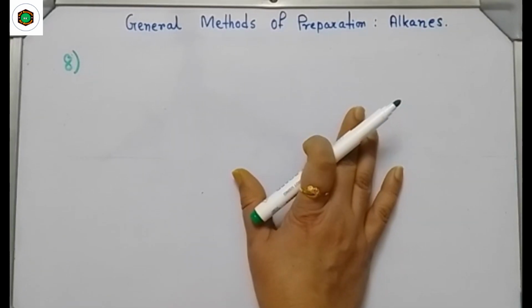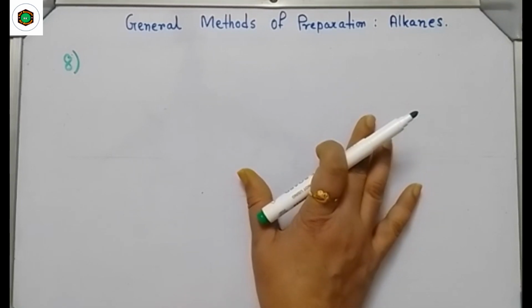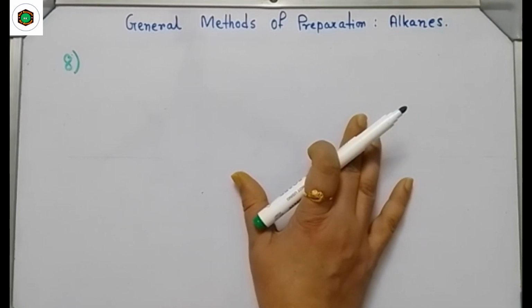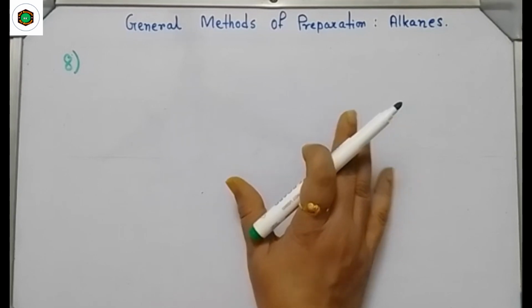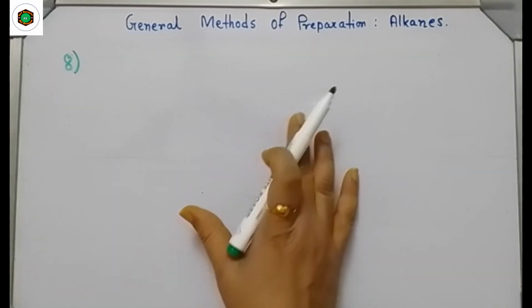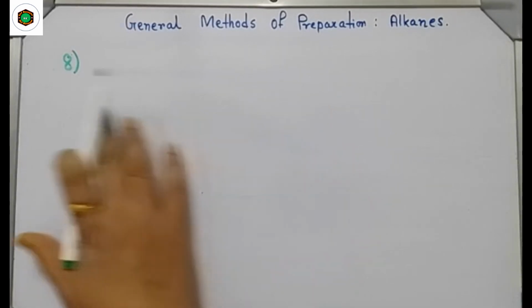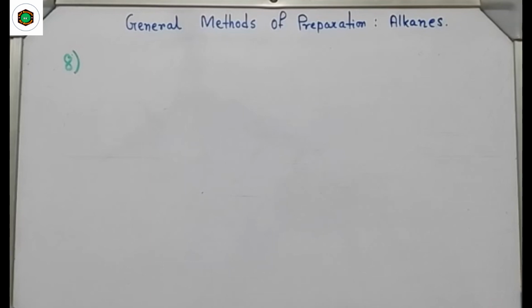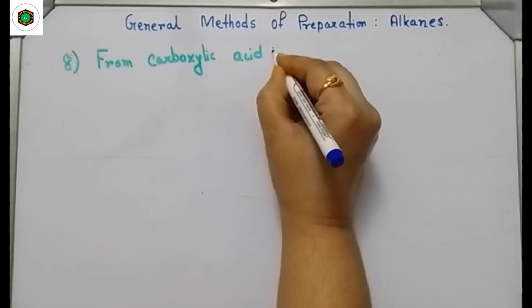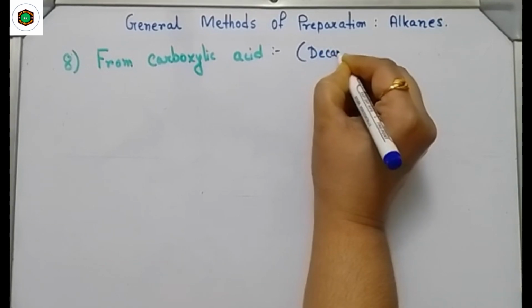In previous lecture, we did some methods for the preparation of alkane. In this lecture also, I will explain some more methods for the preparation of alkanes, which are very important for class 11 and 12. So in previous lecture, I have explained 7 methods. So 8th method is from carboxylic acid by decarboxylation.